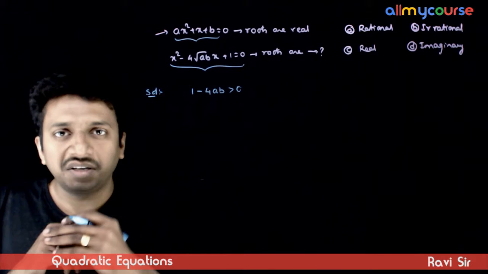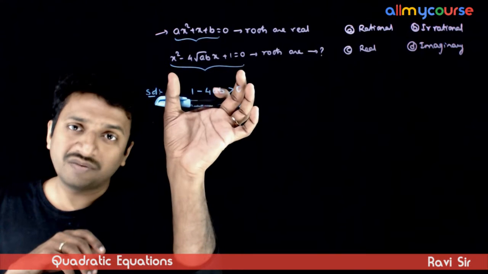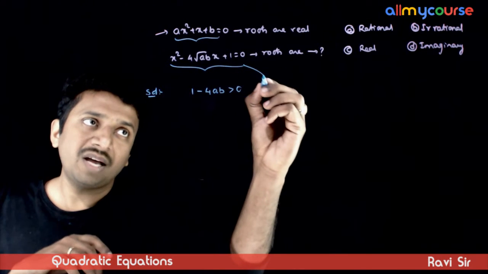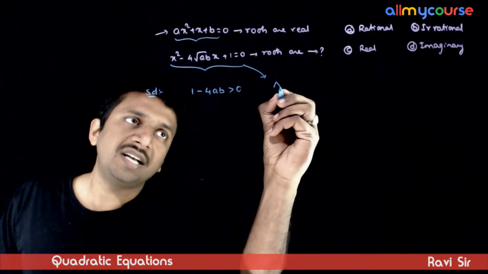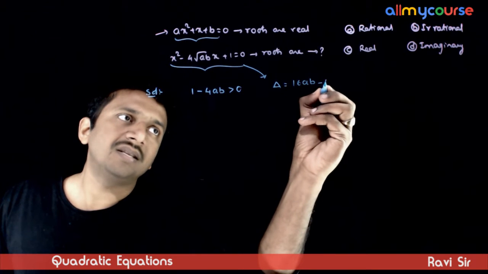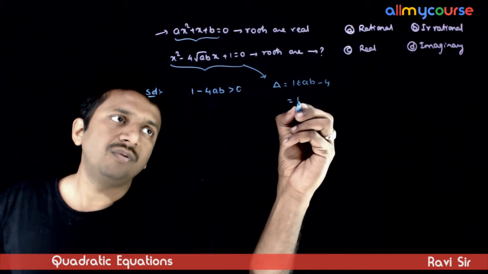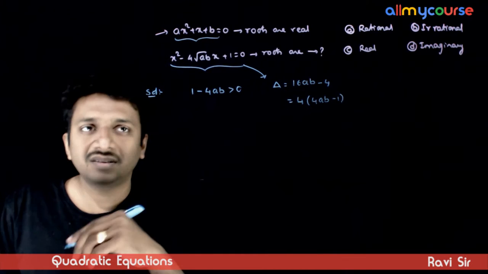The roots are real. Next, what can you say about the roots of this? The roots of this can be obtained from the nature of the discriminant. So what is the discriminant of this? Delta is equal to 16ab − 4. That is equal to 4 times (4ab − 1).